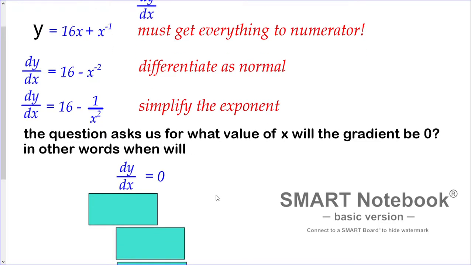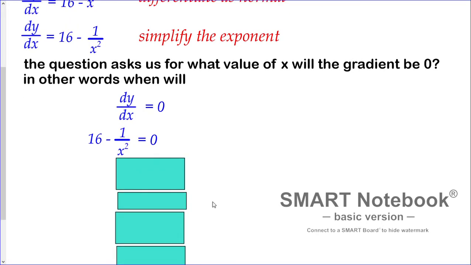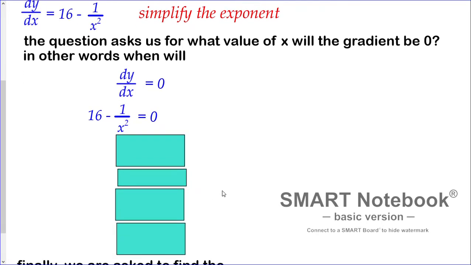The question doesn't stop here. The question asks us, for what value of x will the gradient be 0? So in other words, when will dy dx, the gradient function, equal 0? Now we have to replace dy dx with 16 minus 1 over x squared. From here we have to solve for x. Let's get everything positive. Let's move this term to the other side so it becomes 1 over x squared on the other side of the equation.